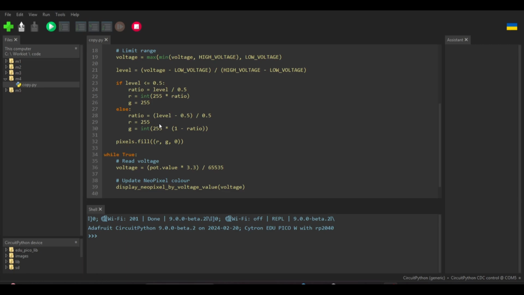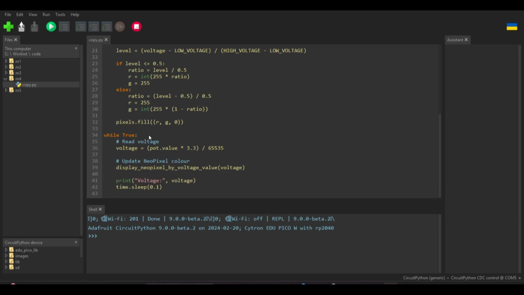Else, it branches to the second half, which is yellow to red. The ratio is level minus 0.5 divided by 0.5, which maps level from 0.5 until 1.0 to 0.0 until 1.0. R is 255 to keep red fully on. G is the integer of 255 multiplied by 1 minus ratio, which fades green from 255 to 0 as voltage goes from mid to high. The result moves from yellow (255, 255, 0) to red (255, 0, 0) at the top.